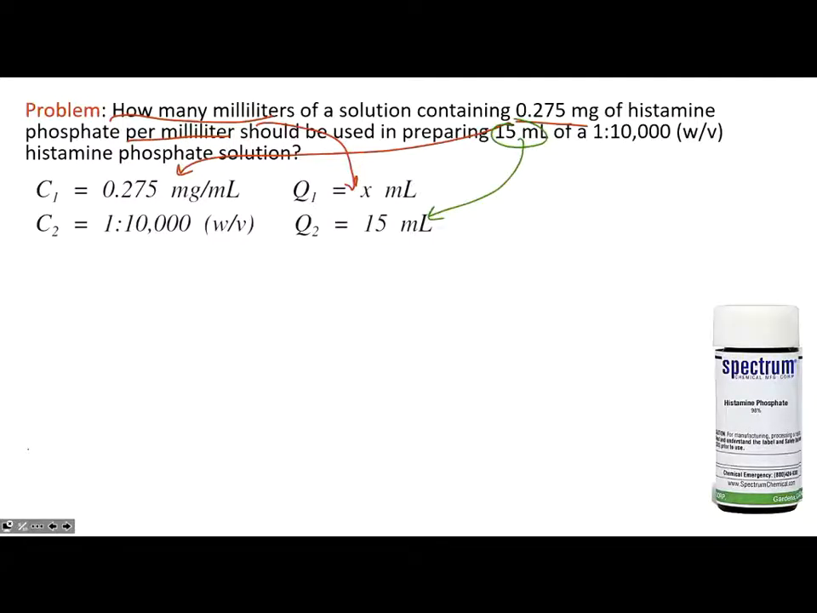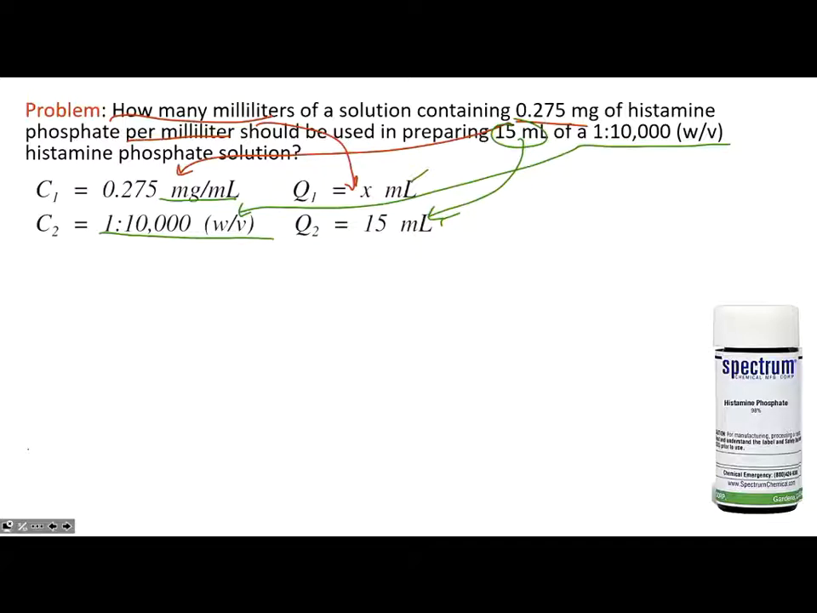Okay, and the concentration I want in the end is 1 to 10,000 weight per volume. Okay, so far so good. Just take the question and set up your C1s and Q1s and C2s and Q2s. Once you have those, what do you think the next problem is? Where do we need to go from here? Our units. So again, the nice thing is milliliters are milliliters, but now I have one unit in milligrams per milliliter, and I have another concentration in the ratio strength.